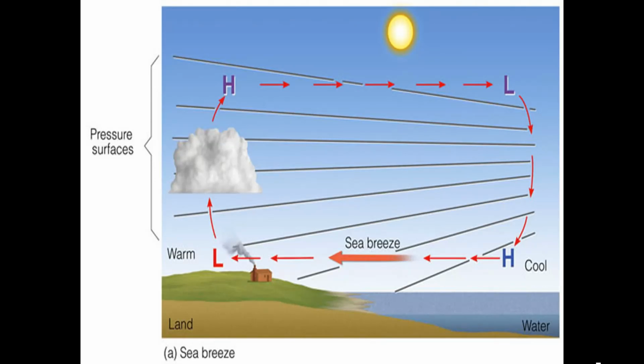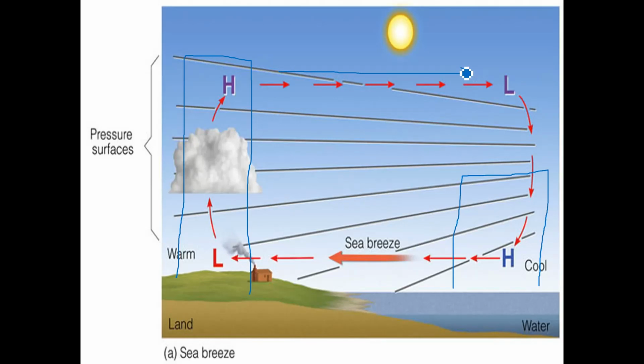So now let's take our two columns, let's plop one over land and plop one over the ocean. The one over land is going to become very tall. Meanwhile, the one over the ocean is going to be relatively short. And so this creates high pressure aloft over land and low pressure aloft over the ocean. And wind then travels aloft from the land to the ocean.